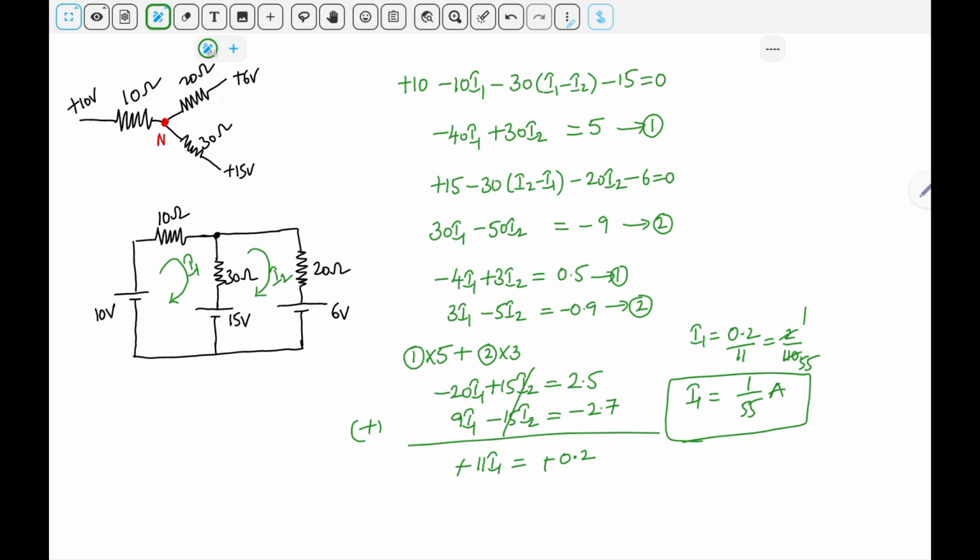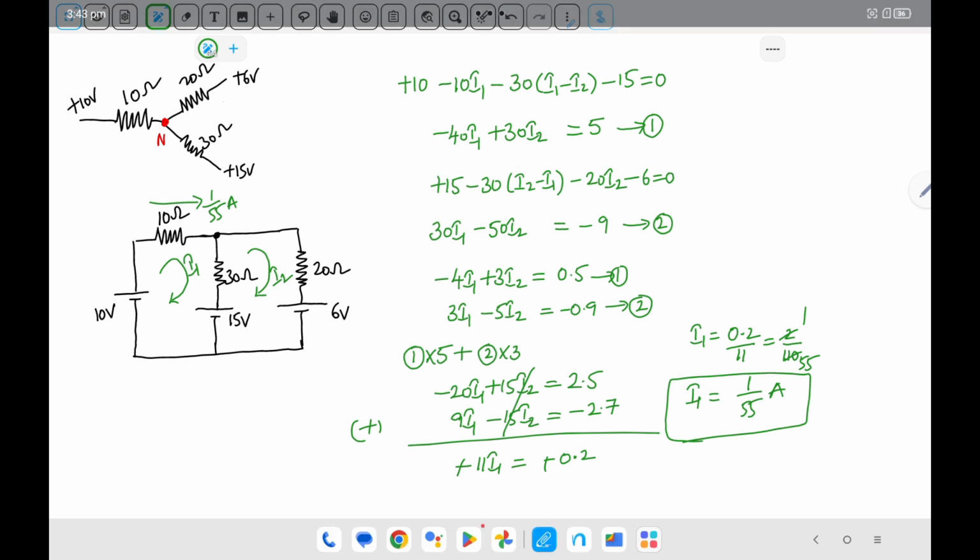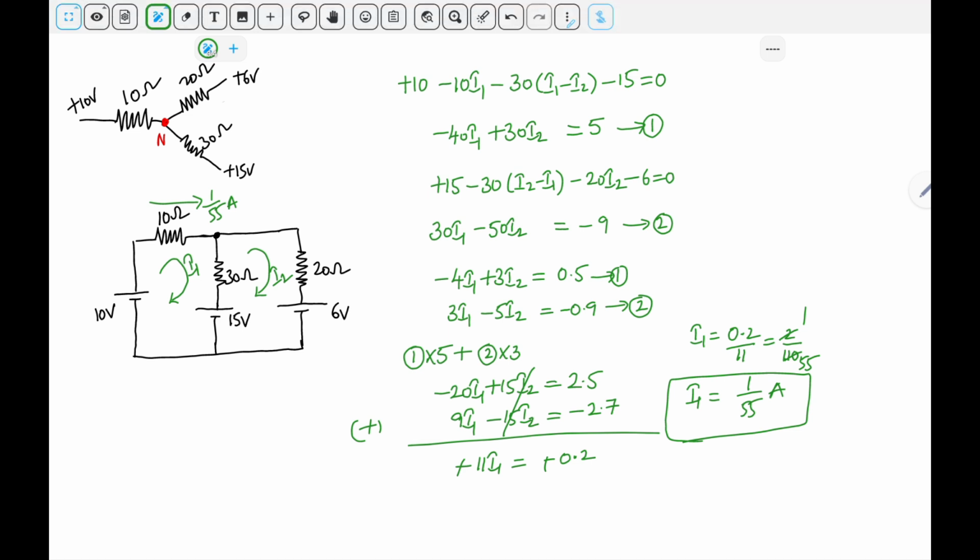Through the 10 ohm you have the same current, therefore the current is 1 by 55 amperes through the 10 ohm resistance. This is the same current which we got when we solved the problem by using nodal analysis. In this way you can apply mesh analysis. I hope you got some idea about how to apply mesh analysis.